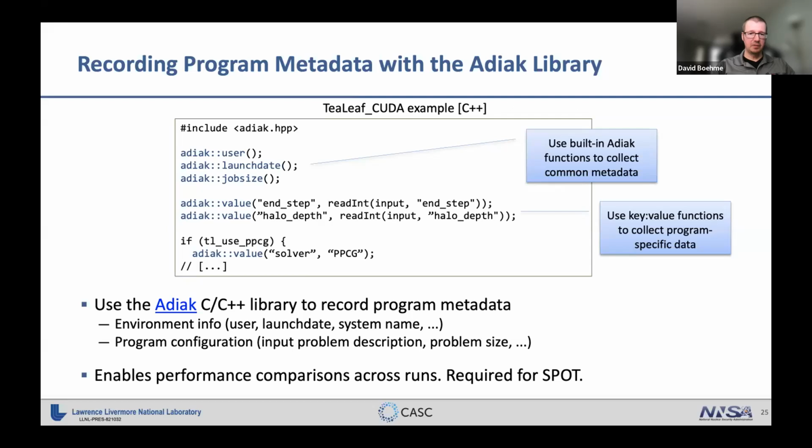So typically the kind of information that we record includes environment information. So, well, the user, launch date, system it's running on and so on. It would be compiling information. So what compiler did you use? What compile flags? And then program configuration information. So the input problem description, problem size, and essentially any kind of program input that has some impact on performance. And we also often record some kind of global performance output or result variables like a figure of merit or the total wall clock runtime that you spend in the program. And that makes some basic performance analyses in Spot easier.